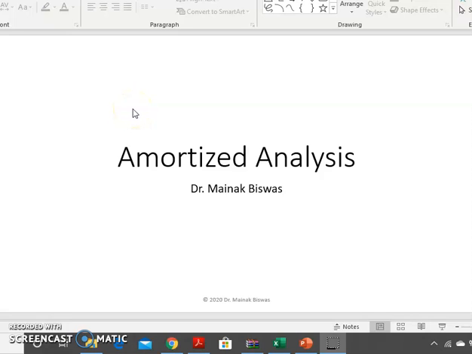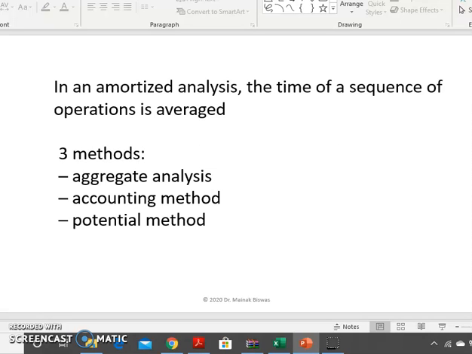Today we are going to learn about amortized analysis. Amortized analysis is related to finding the average cost of each operation in any algorithm. We know that any algorithm has a worst case and a best case, so it's better to find an average that is always lesser than the worst case. So in amortized analysis, the time of a sequence of operations is averaged.